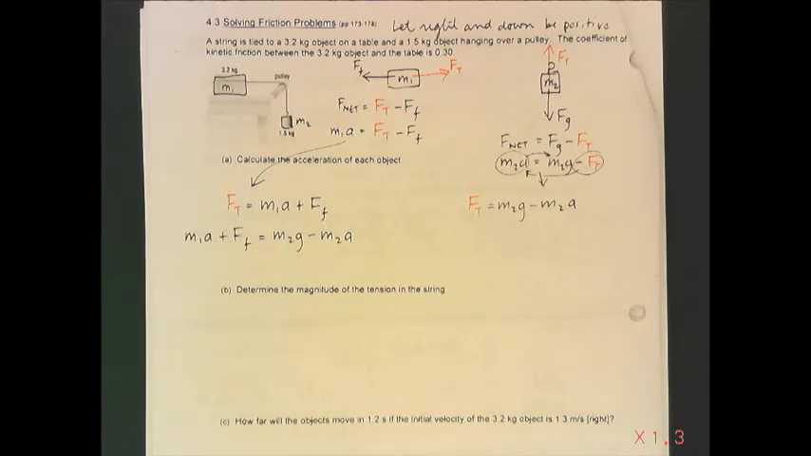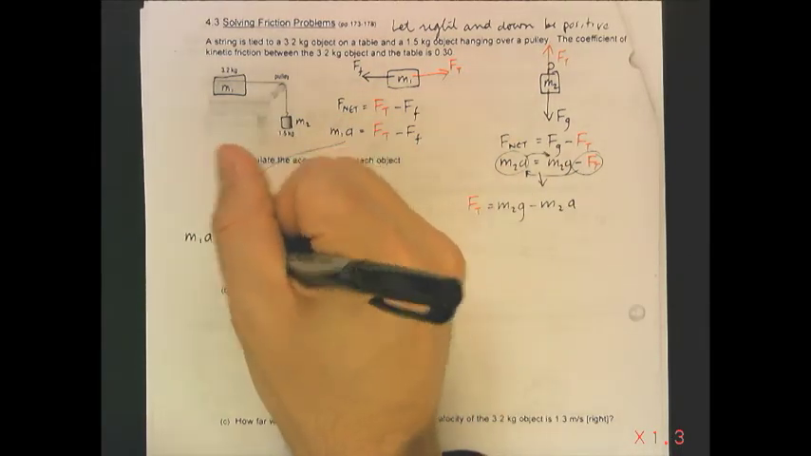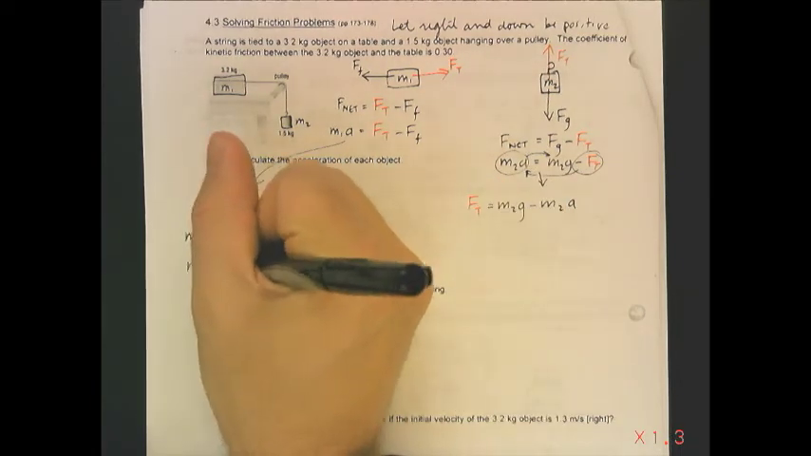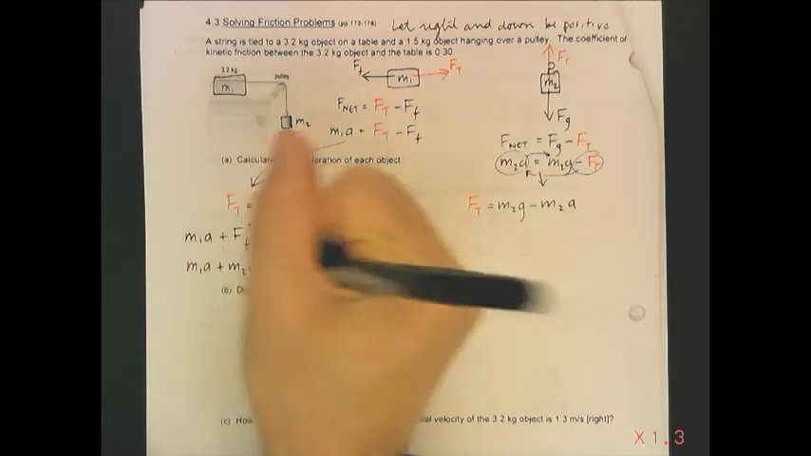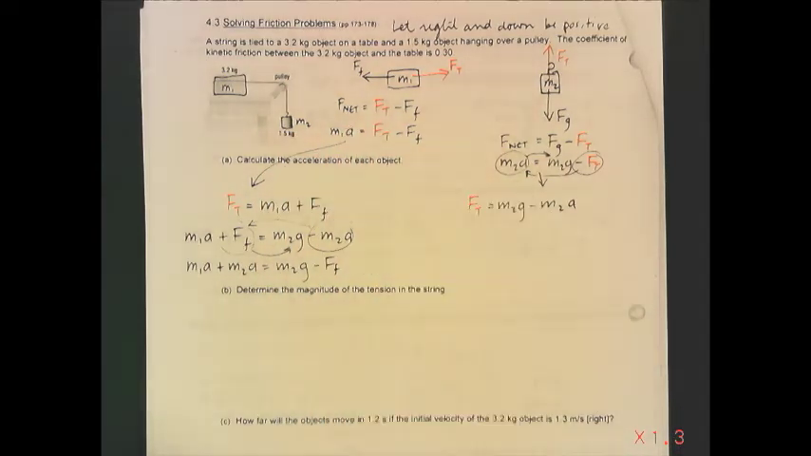Now the whole point of this is to solve for acceleration. If we're going to solve for acceleration, let's make sure that we bring all of the accelerations together on one side and bring everything else on the other side. So we're going to bring this over the equal sign and get rid of friction. So we end up with M1A plus M2A equals M2G minus force of friction.